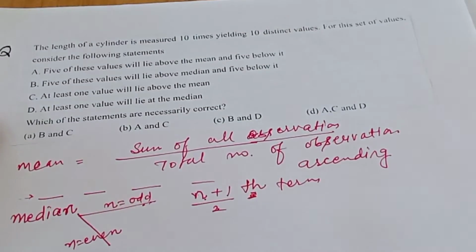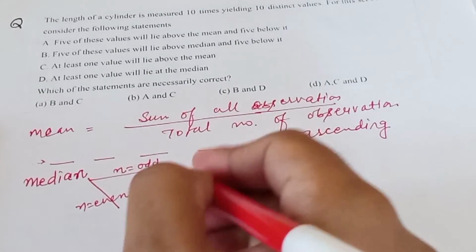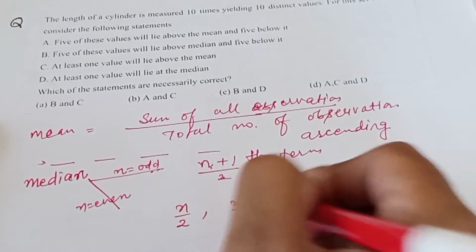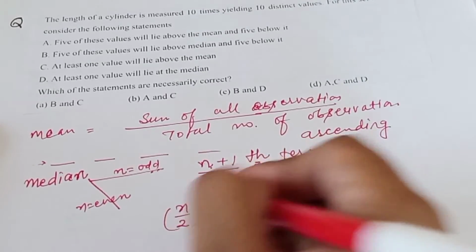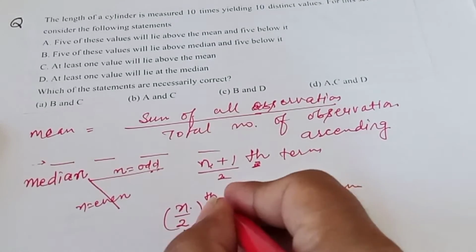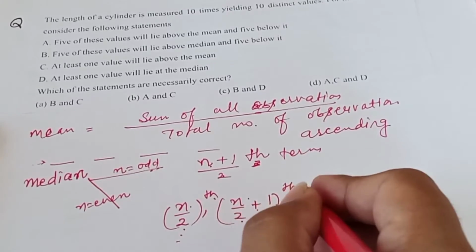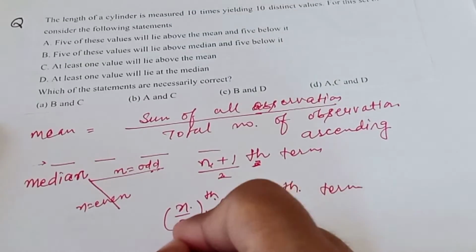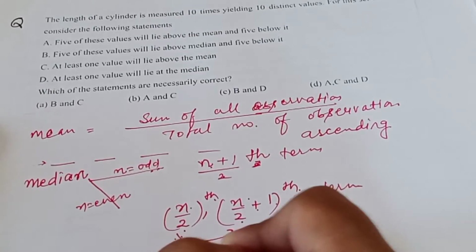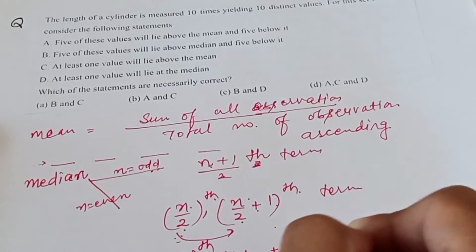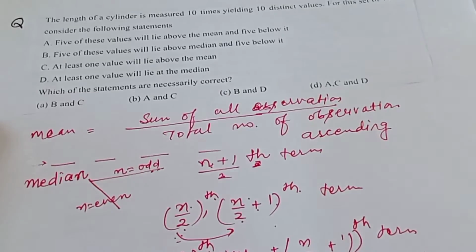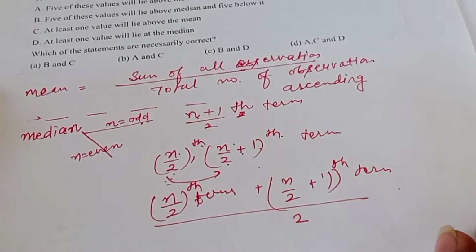If n is even, then we find two terms, the n upon 2th term and the n upon 2 plus 1th term, which means the one next to it. Then taking the average of these two terms will be our median in this case.